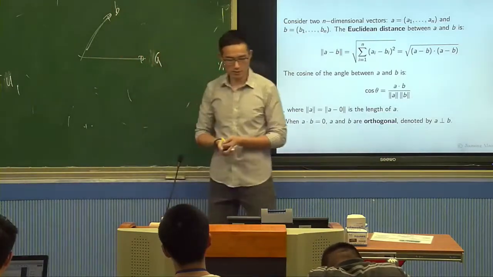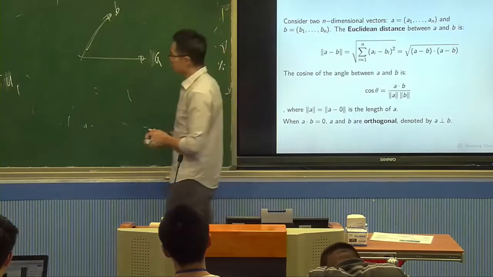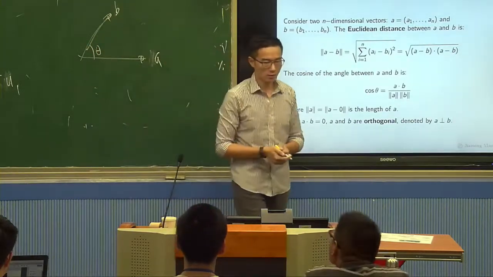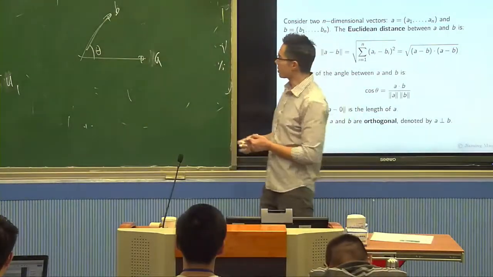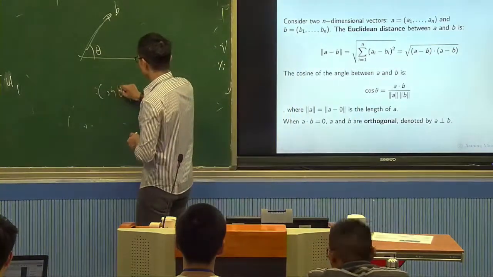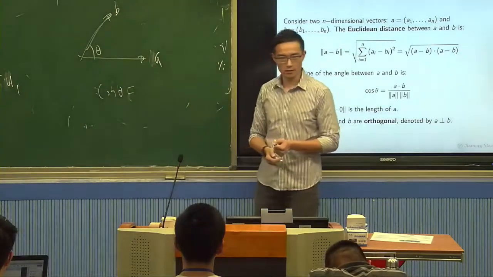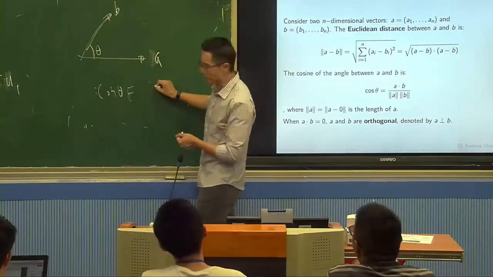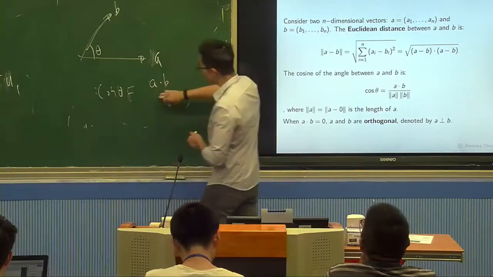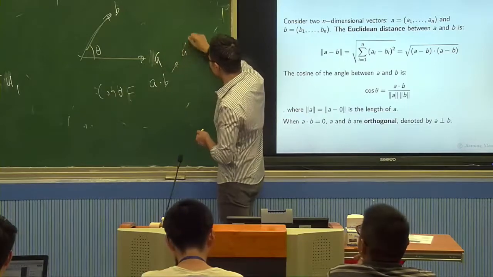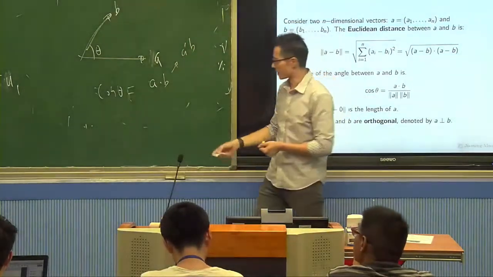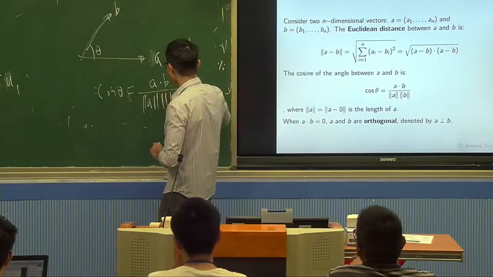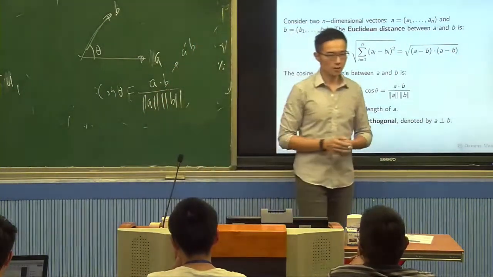Now, this theta is the angle between the two vectors. What is the cosine theta? Cosine theta has a nice expression. It is basically a dot product, A dot B, which you can also write as A prime B. It's vector multiplication. A dot B divided by the two norm of A and the two norm of B. That's the cosine theta.